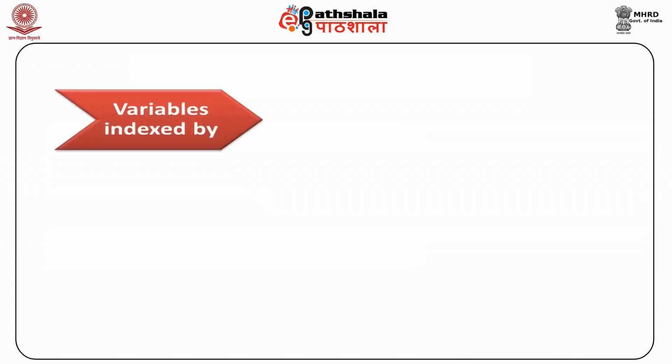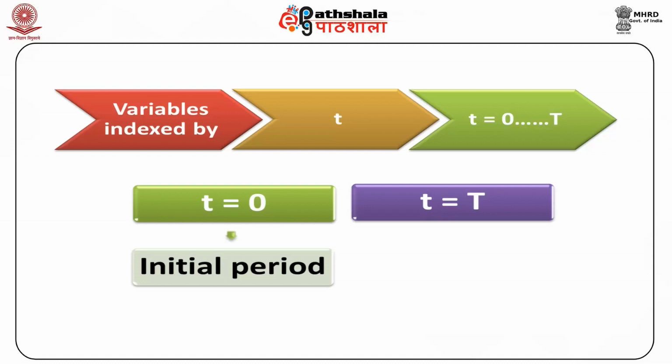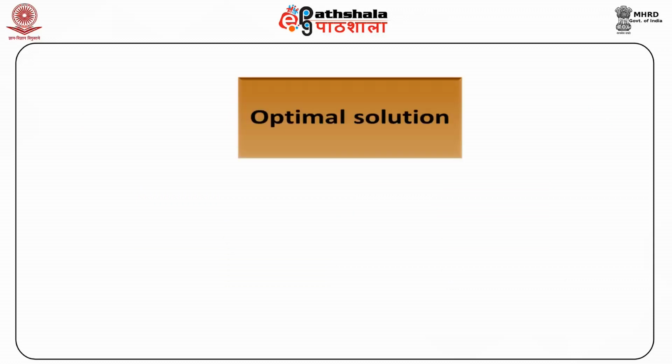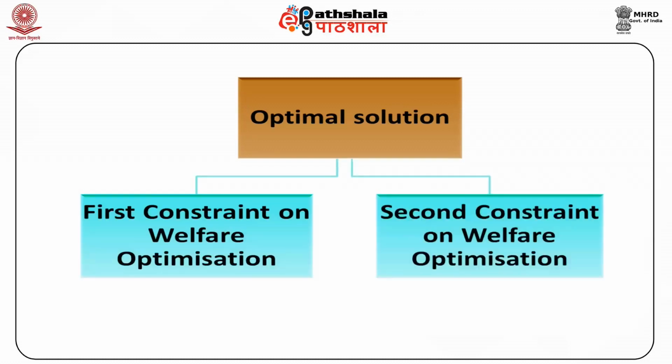Variables are indexed by the time subscript t, where t is equal to 0 to T, with t equal to 0 being the initial period and t equal to T, where T may be infinity, being the final period. In order to reach any optimal solution, two constraints must be satisfied: the first constraint on welfare optimization and the second constraint on welfare optimization.